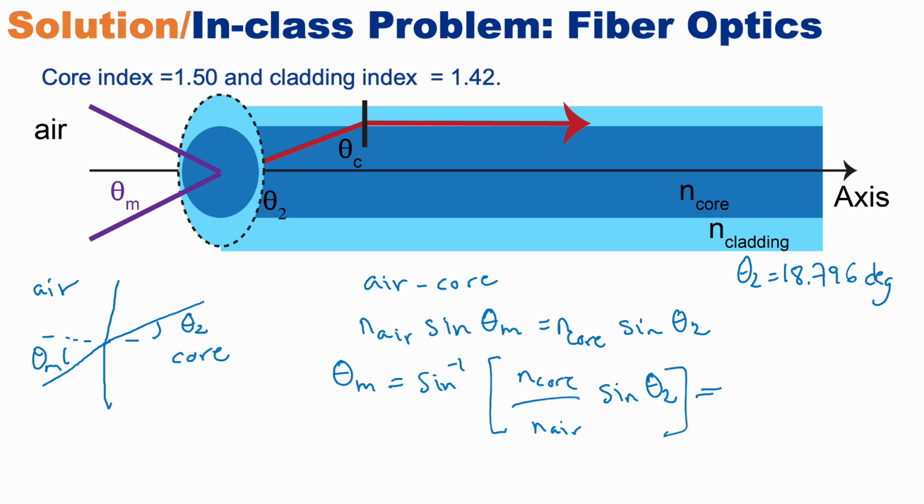If we plug in the values, n core equal to 1.5 and n air equal to 1, here we have 28.9 degrees. So I hope that this is helpful and you know more about the difference between external and internal reflection.